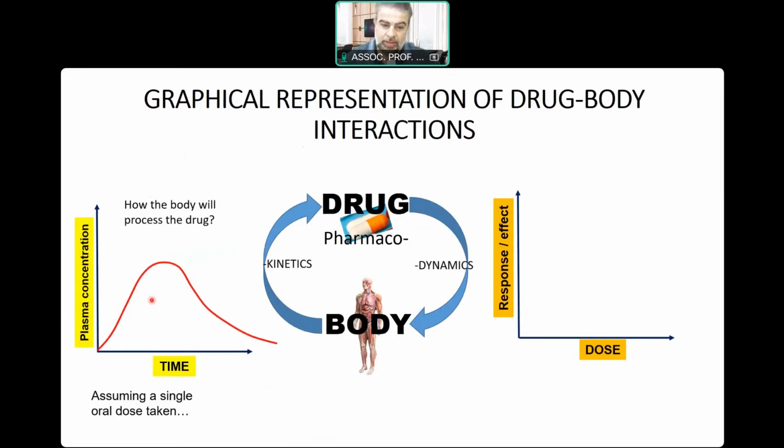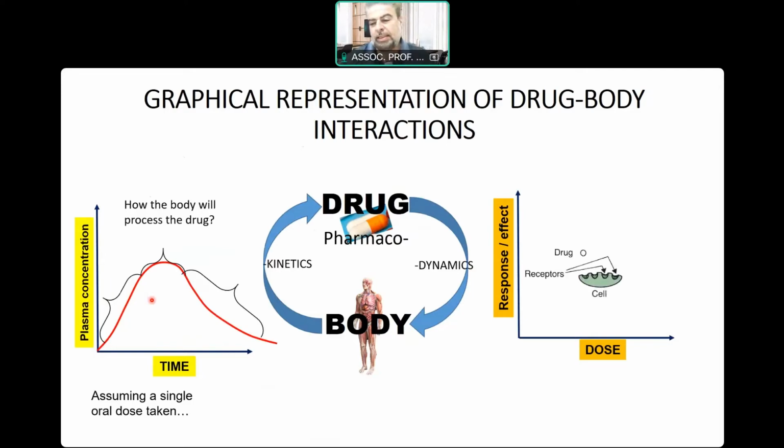The first phase is the phase of absorption. This phase is followed by drug distribution from the blood to different body organs. That's why we reach a plateau or a maximum plasma concentration. This is followed by a decline in the plasma concentration of the drug as a result of drug elimination, which consists of the phase of metabolism and excretion of the drug.